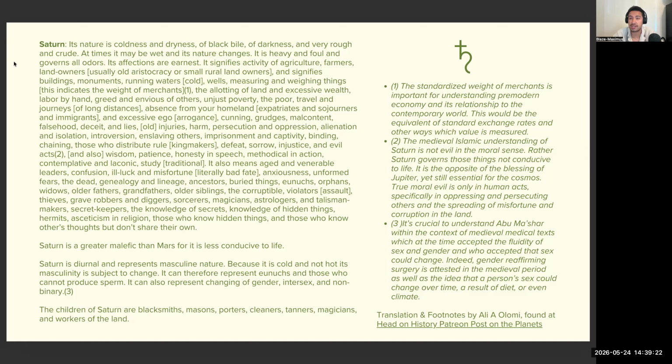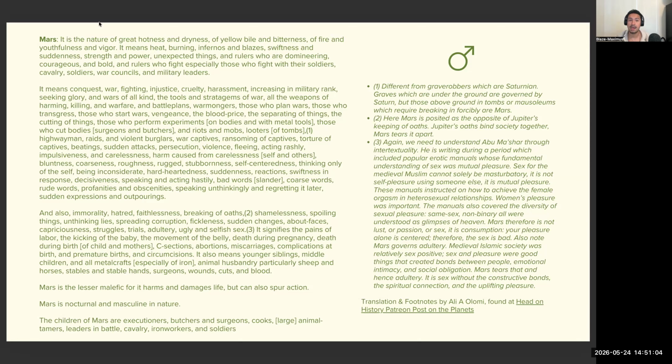So for Mars, its nature is of great hotness and dryness, of yellow bile, of bitterness, of fire and youthfulness and vigor. And it means heat, burning, infernos and blazes, swiftness and suddenness, strength and power, unexpected things, which typically in the modern world gets assigned to Uranus, but I do push back on that a lot, because a lot of the sudden, unexpected, revolutionary indications in language we see people using in modern astrology are just verbatim Mars indications here.